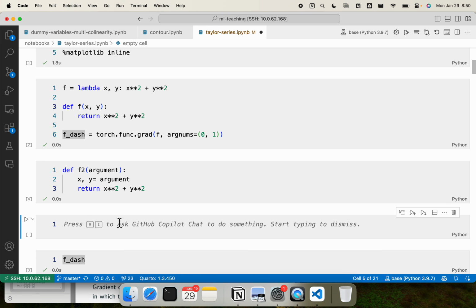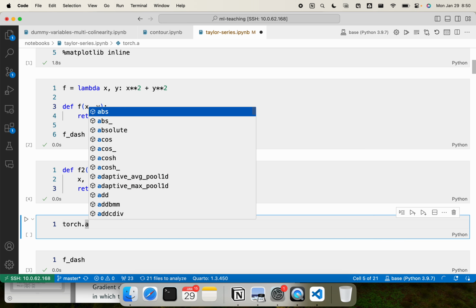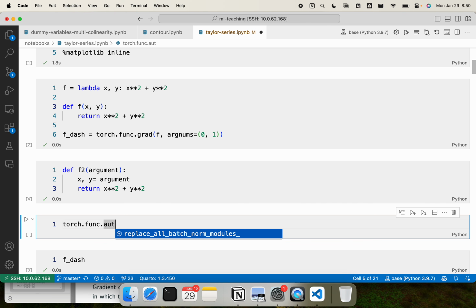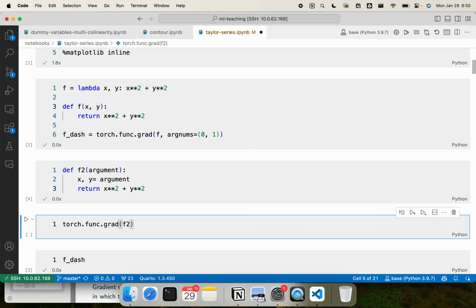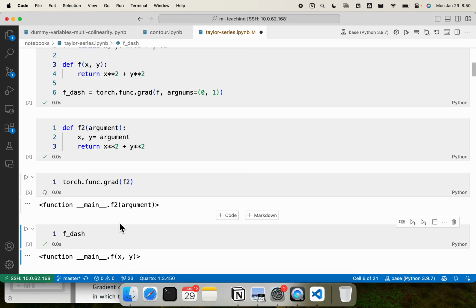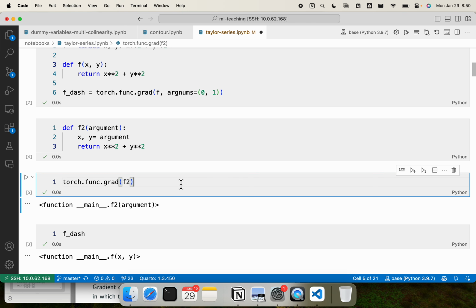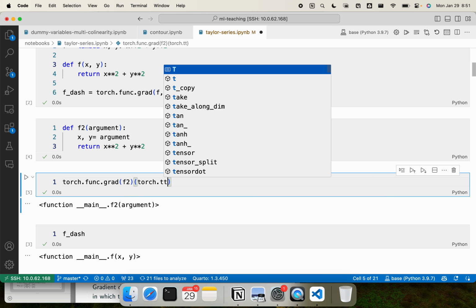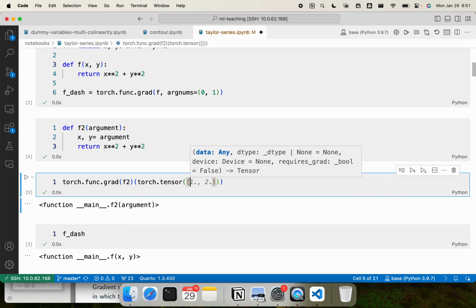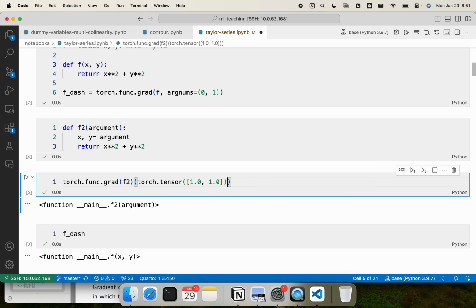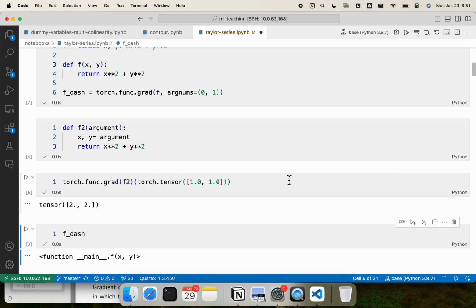Now, if I do torch.func.grad of f2, the default argument is always the 0th argument. So I get another function which accepts a single input this time. So if I pass in torch.tensor of 0.0, 1.0, I get 2, 2, right? Which is the same answer.